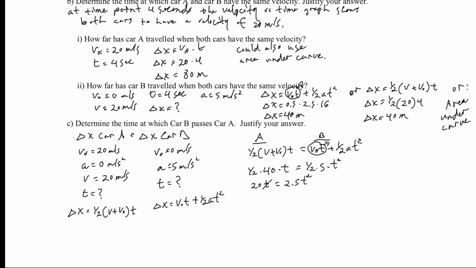Divide both sides by t. T goes away on the left, square goes away on the right. Now we're just going to divide both sides by 2.5 to solve for t. 20 divided by 2.5 is 8. The time when they meet up and one car passes the other is 8 seconds.